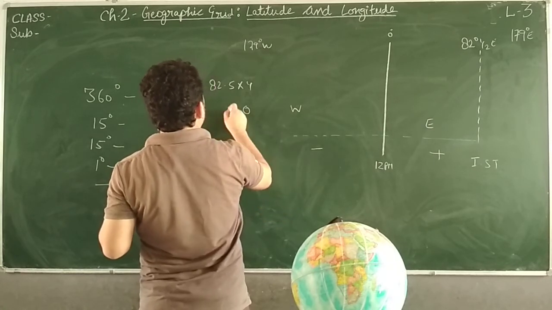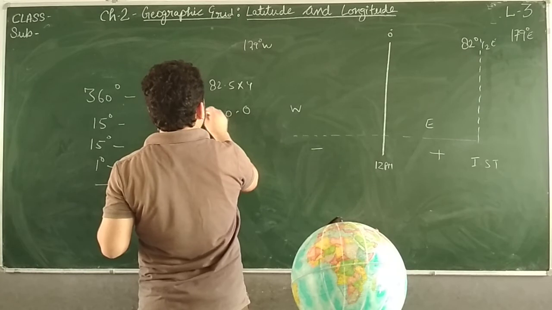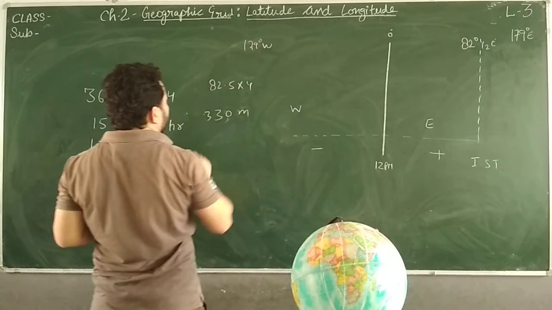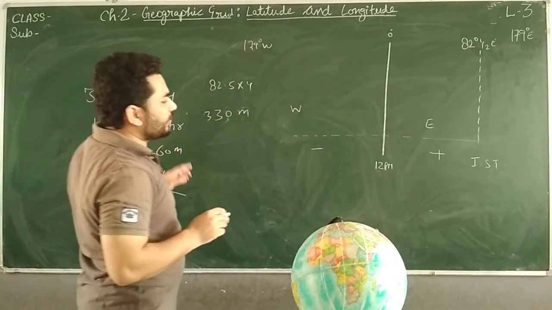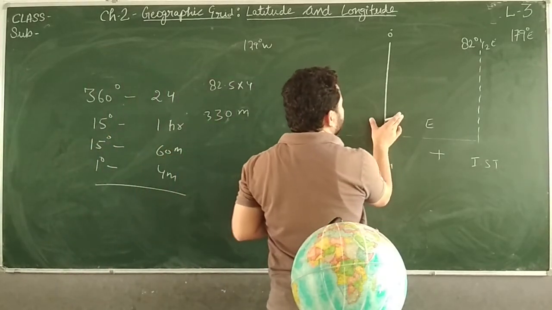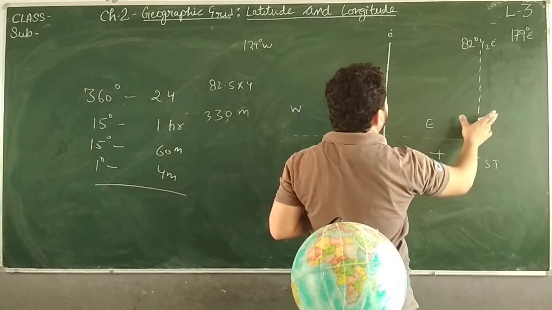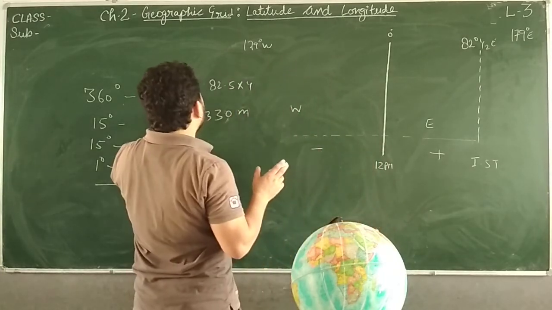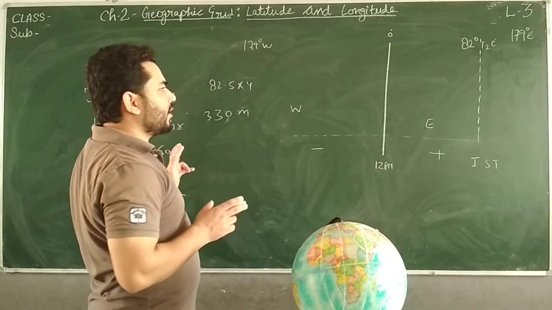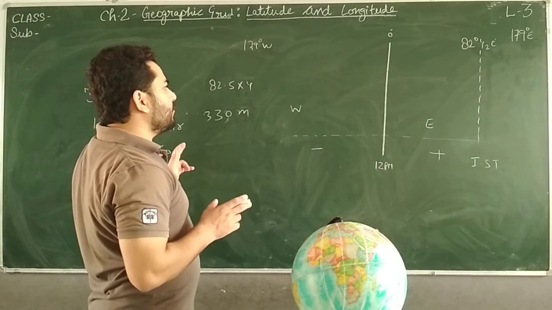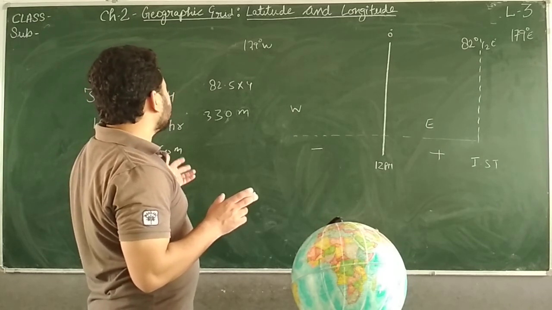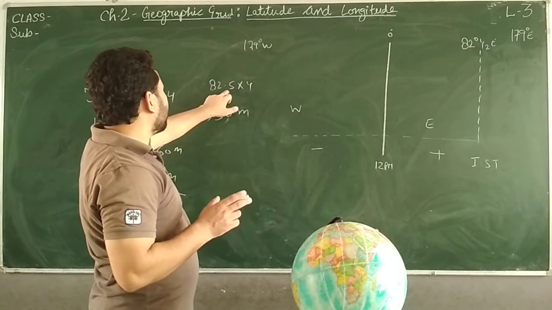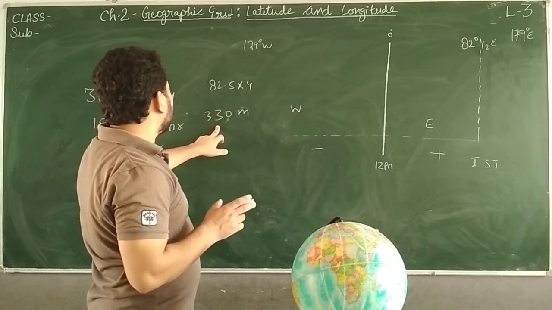So it will be 330 minutes. What will be the longitudinal difference between England and India? 82 and a half degrees minus 0 degrees is equal to 82 and a half degrees. When 1 degree is equal to 4 minutes, the difference of time for 1 degree of longitude is 4 minutes. So 82 and a half degrees multiplied by 4 will be 330 minutes.